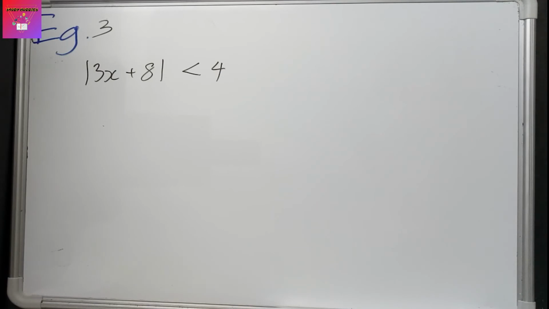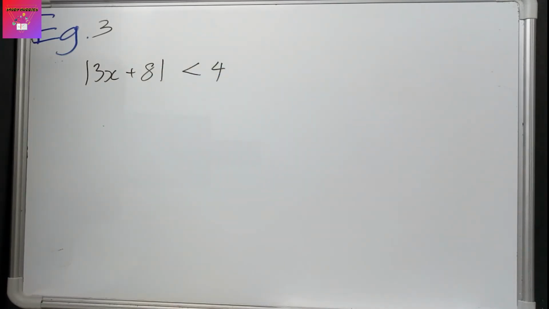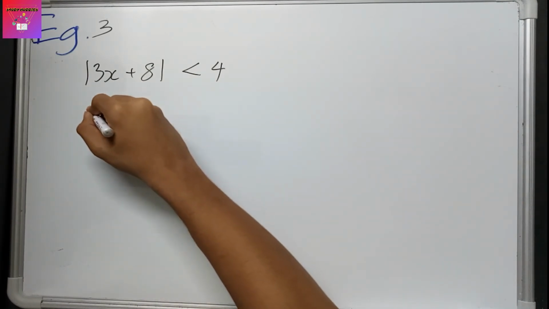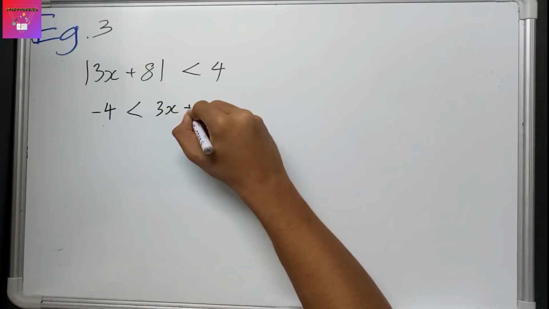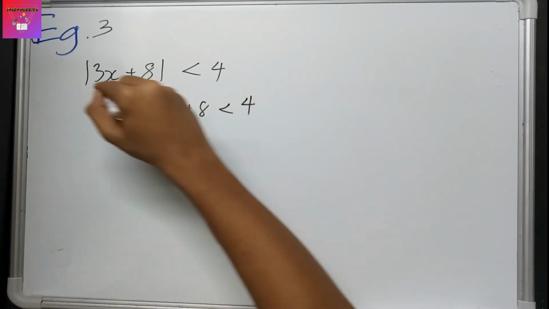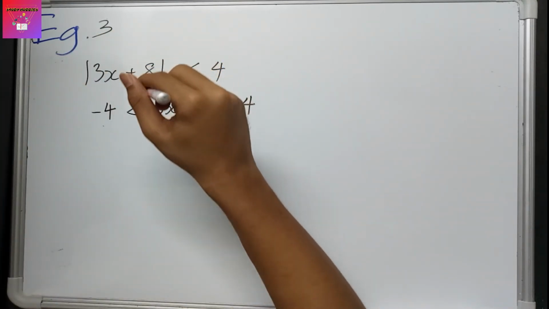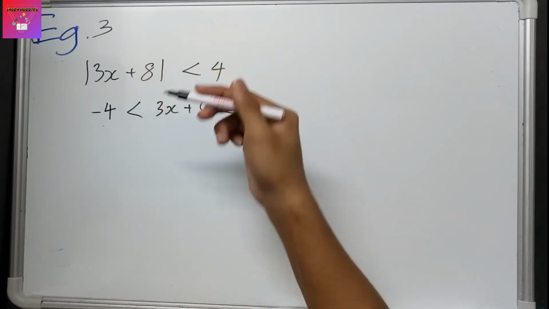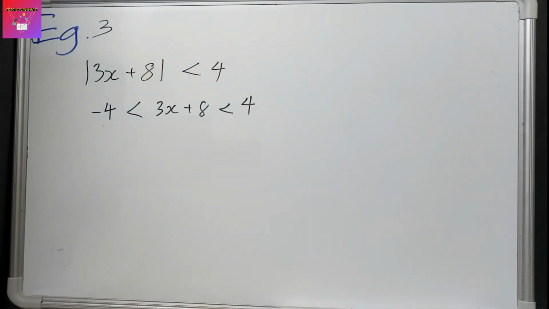So according to the properties we have seen just now, if it's less than 4, immediately this equation would come in the form of negative 4 less than 3x plus 8, and 3x plus 8 is less than positive 4. So whenever you see an absolute value with an inequality, immediately change it to its corresponding format, so it would be easier for you to solve.